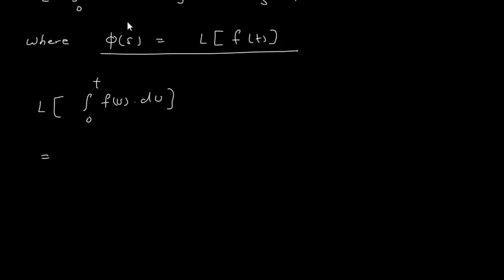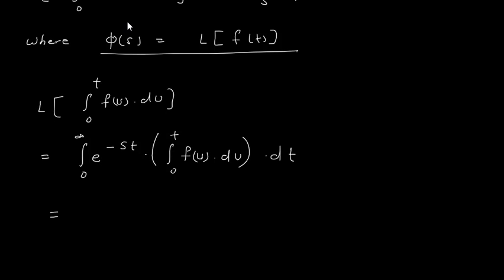So according to the formula, it is 0 to infinity e raised to minus st into 0 to t f of u into du, into dt. Okay, this is its value using the definition of Laplace. Now here we will apply the u into v method.